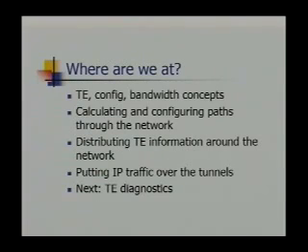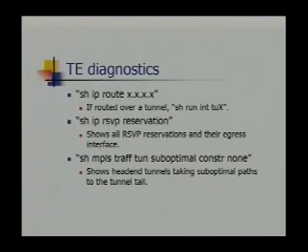Alright, so we finally got around to putting traffic on the tunnels, and it's time for a little bit of diagnostics. When you're looking to see if traffic's going over a tunnel, obviously show IP route, pick an address. If it's routed over a tunnel, the next hop will be a tunnel interface as opposed to a physical. You may then want to take a look at the running configuration on that tunnel to figure out exactly where it's going, etc. You can also show IP RSVP reservations. This shows all of the individual tunnel reservations and their egress interface.